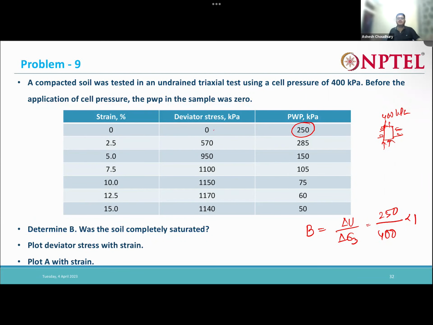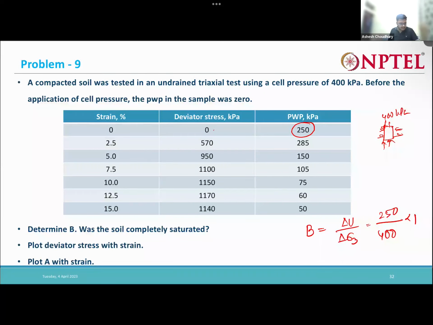If it had been completely saturated and I had applied 400 kPa cell pressure, I would have got a pore water pressure of 400 only. Whatever cell pressure I apply, the same increase occurs. Say I applied 200 cell pressure, I would have got pore water pressure 200. So we can tell that the soil is not saturated, because my B is less than 1.